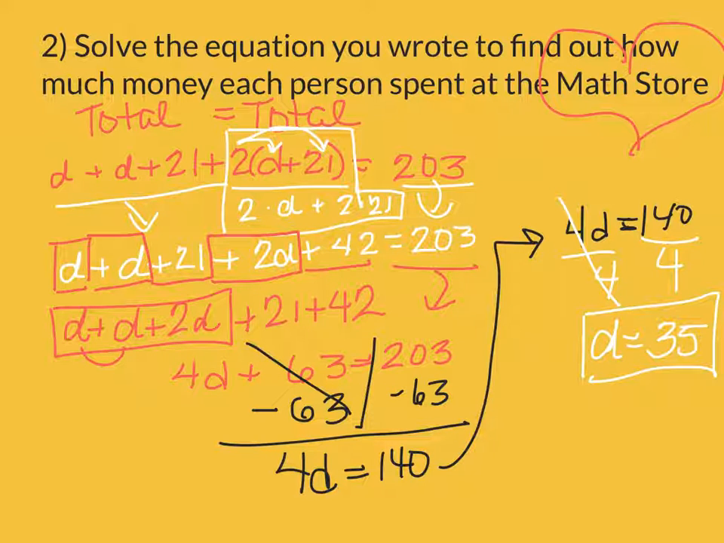Now I still have to find out how much money each person spent at the math store. So I know that D is equal to 35, and I now just need to substitute in to each of the expressions that we wrote earlier. I've got Amani that I'll start with. I know that Amani spent D. I know that D is equal to 35. I substitute that in very simply. Amani spent $35.